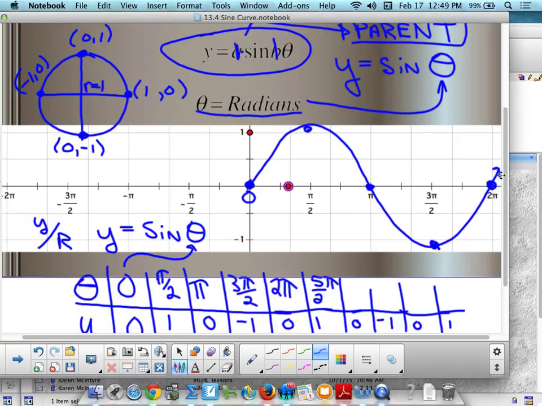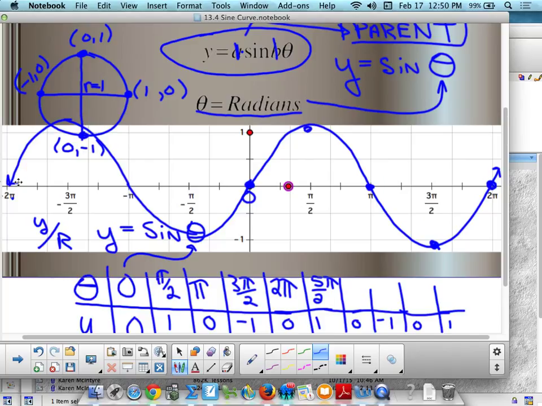What about negative pi over 2? Where do you think that one's going to go? Negative 1. What about negative pi? Back to 0. What about negative 3 pi over 2? Up to 1. What about negative 2 pi? Back to 0. So to me, it looks like you're on a roller coaster. I always say roller coaster. You guys said zigzag. Period 4 said it looks like a snake. Hills, valleys.